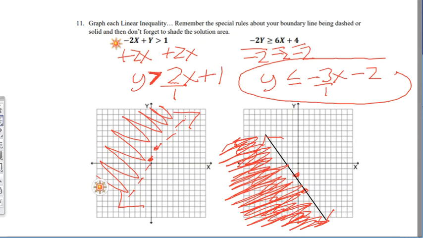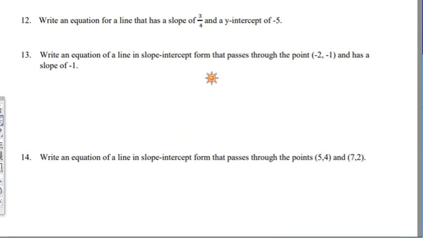If we look at this first one, we can pick a point anywhere in this shaded area, and that would make this inequality statement true. We cannot pick points that are on this line. Okay, that's not included in our solution area. Okay, 12, 13, 14, we're almost done here, you guys.